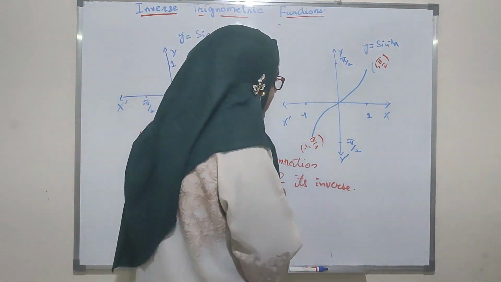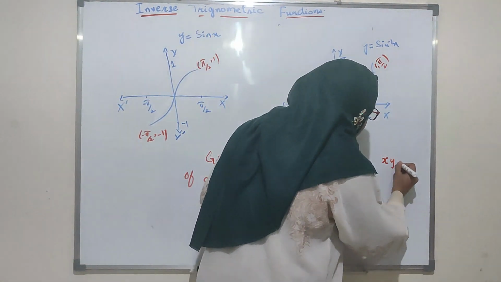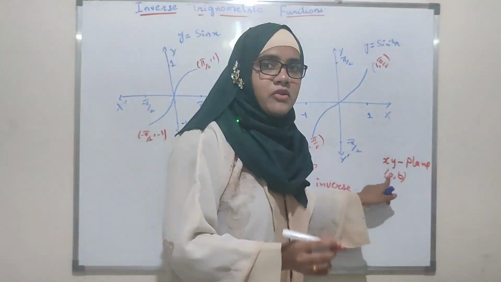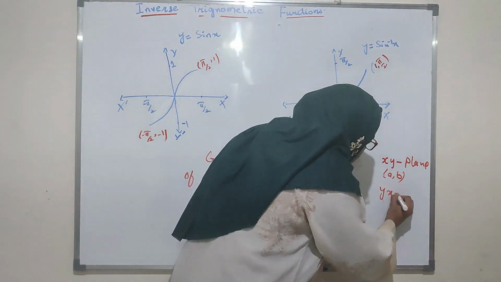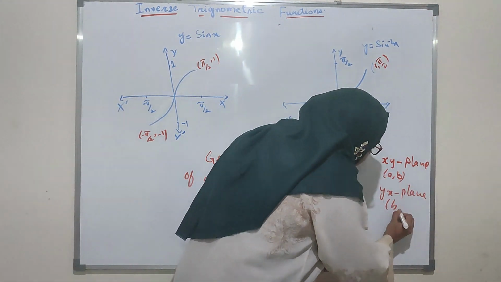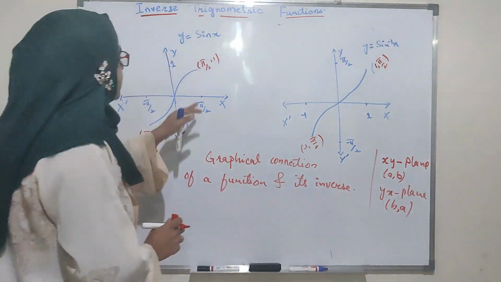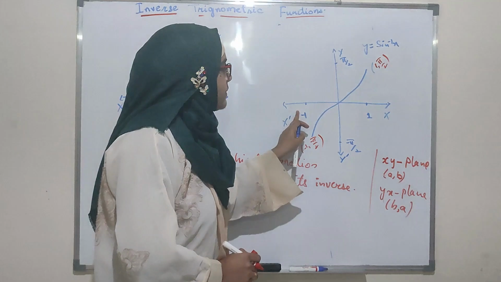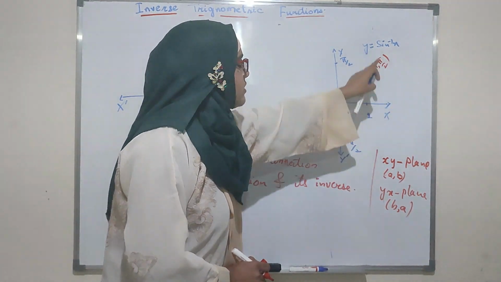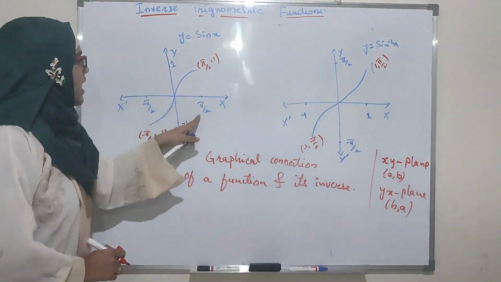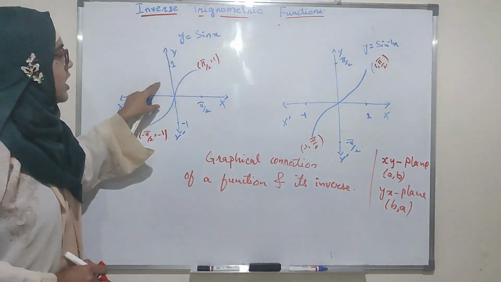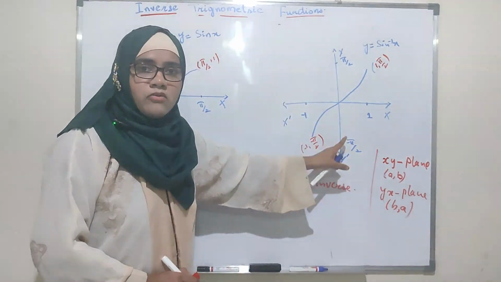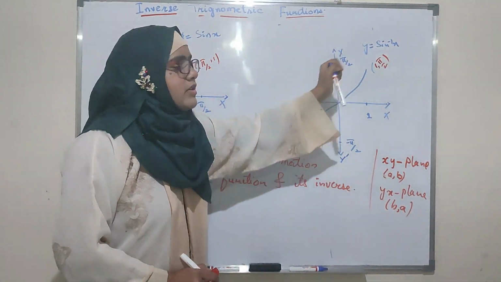Suppose in the xy plane you have a point like a comma b. If you draw the same graph in the y comma x plane, the point will interchange to b comma a. Likewise, points are interchanged here. The points on the y-axis, minus 1 and 1, are replaced on the x-axis for sine inverse of x by 1 comma minus 1. And the points pi by 2 and minus pi by 2 on the x-axis for sine x are replaced on the y-axis for sine inverse of x.